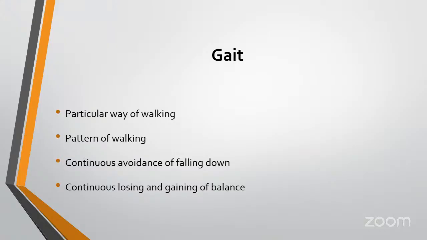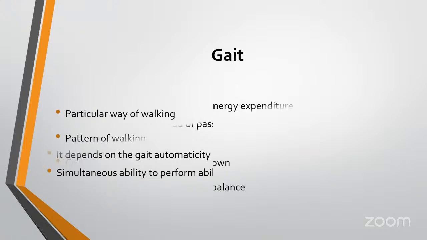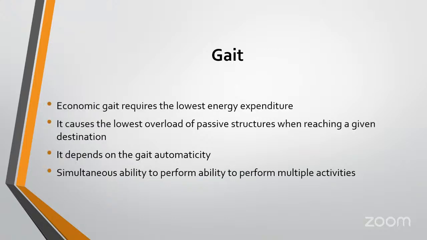Gait is the normal way of walking, a pattern of walking or particular way of walking, and so on. It is also continuous avoidance of falling down. Yes, that is gait. That's just walking. Continuous losing and gaining balance. But there is need for gait to be economic. That means with little energy expenditure, with little difficulties, with easy posture and many things that could be conducted.